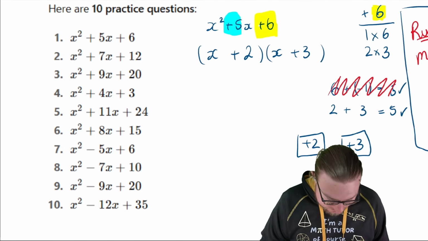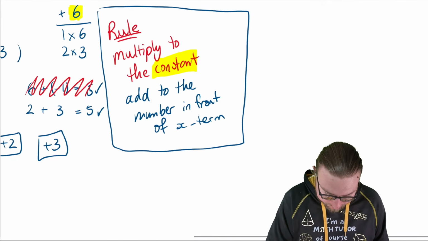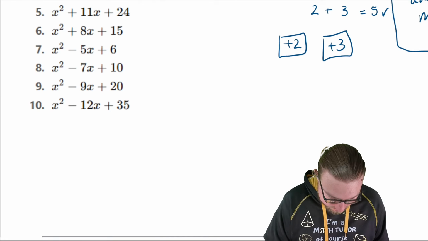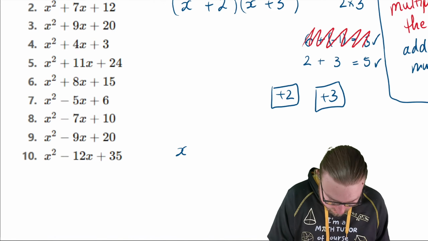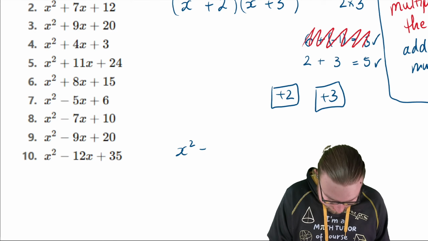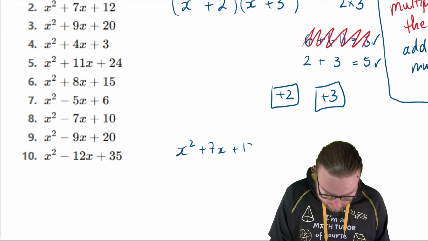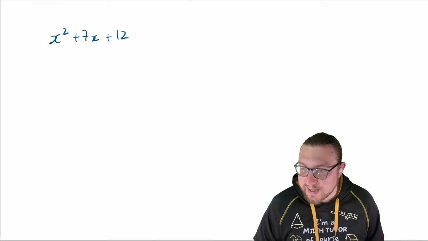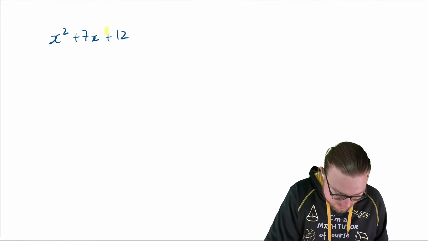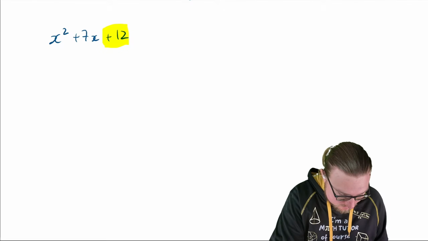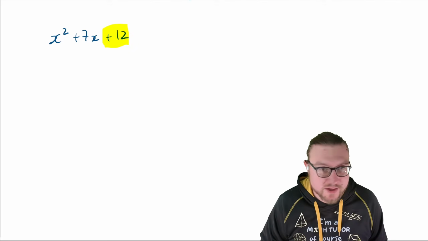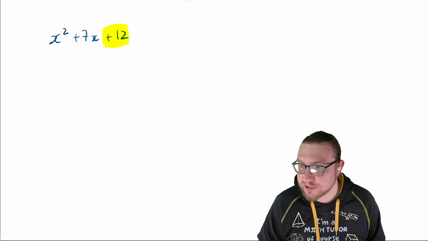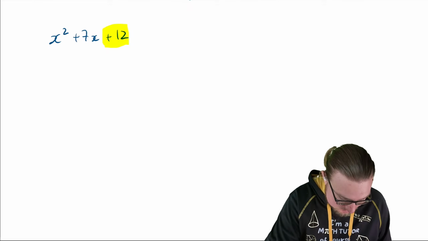So let's do another example. We have x squared plus 7x plus 12. Maybe we'll do it here at the bottom. X squared plus 7x plus 12. There we go. So again, we need to take the number at the end, the constant with no x term, and we want to find 2 numbers that multiply to get to 12 and add to our 7.